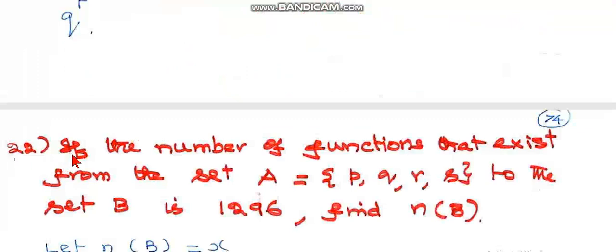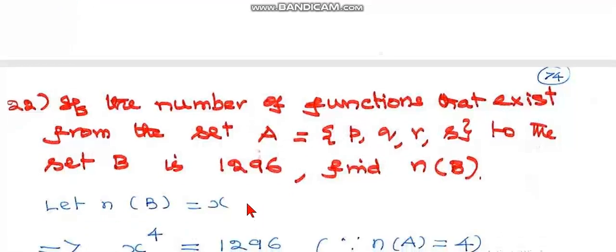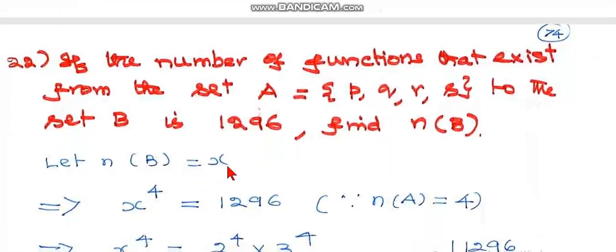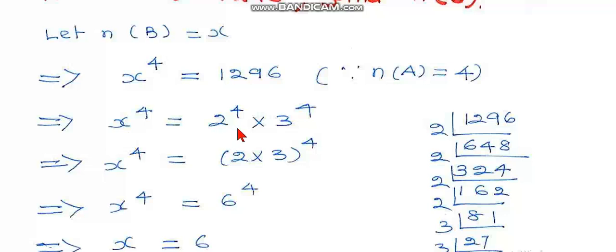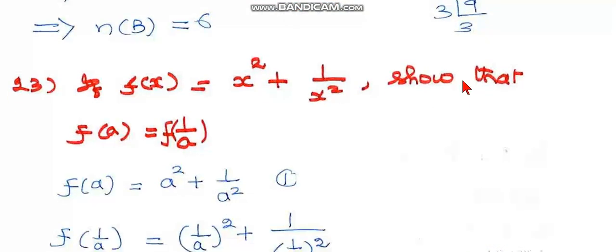Question number 22. If the number of functions that exist from the set A, which contains the elements P, Q, R, S, to the set B is 1296, find the number of elements in B. Let the number of elements in B be assumed as x. That means x to the power of 4 equal to 1296. This 1296 is factorized like this: 2 to the power of 4 into 3 to the power of 4.